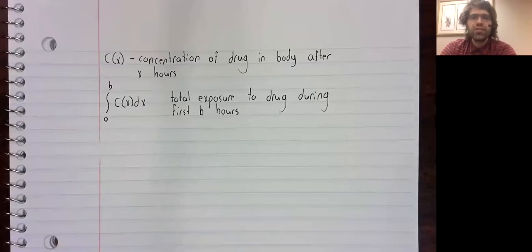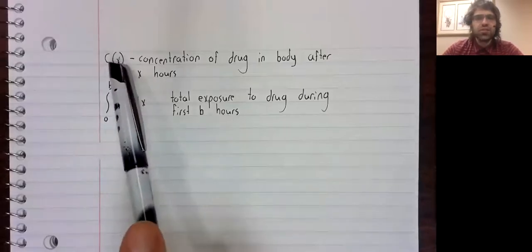If C of X is the concentration of a drug X hours after the drug has been administered, then the integral from 0 to B of C of X is the total exposure to the drug during the first B hours. Let's ask a related question.